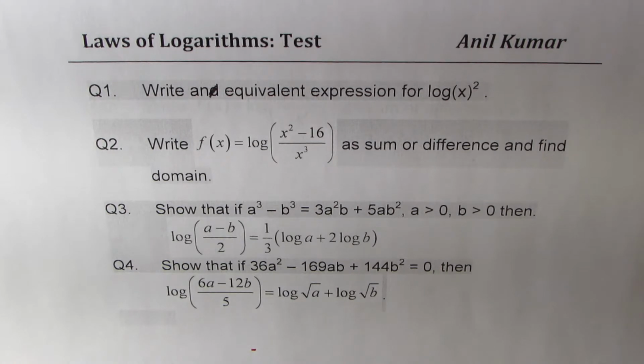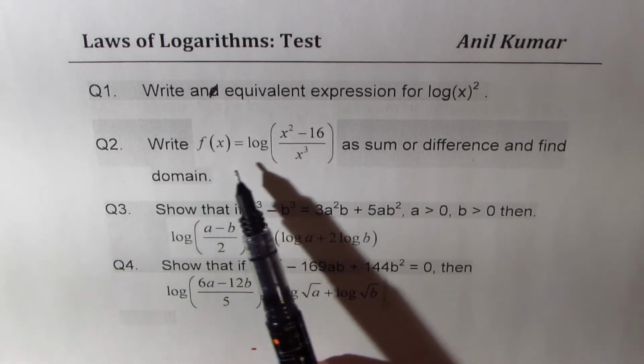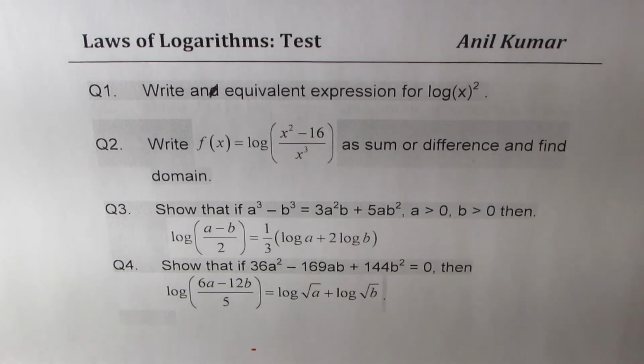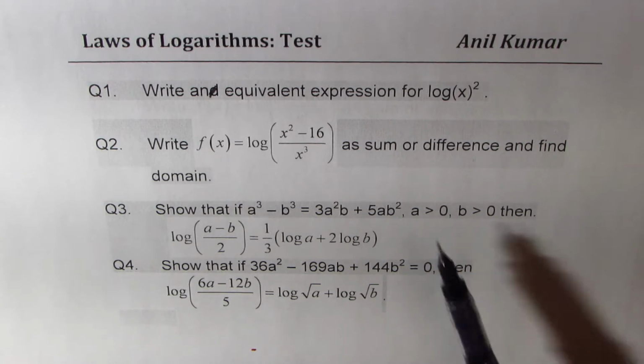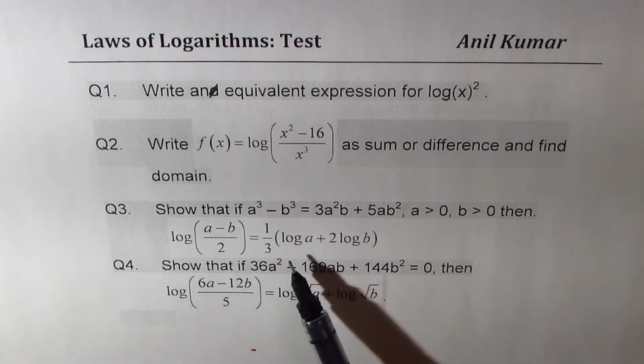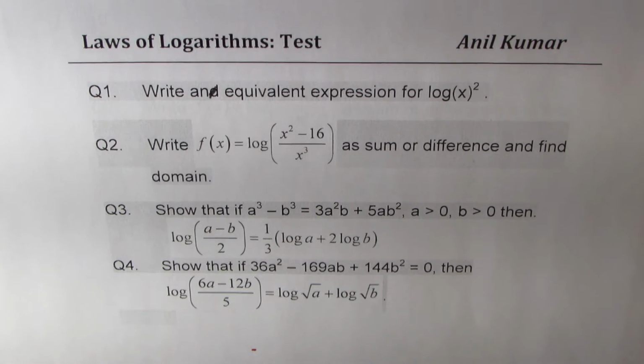Question number 2. Write f of x equals to this as sum or difference and find domain. Question number 3. Show that if a cube minus b cube equals to 3a square b plus 5ab squared, where a is greater than 0, b is greater than 0, then log of a minus b by 2 equals to 1/3 of log a plus 2 log b.